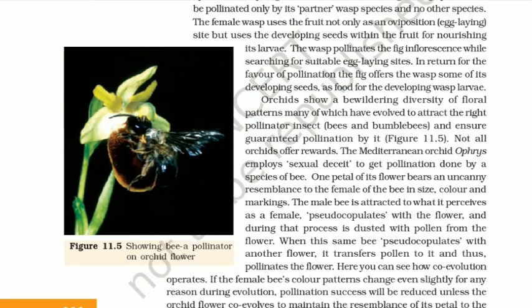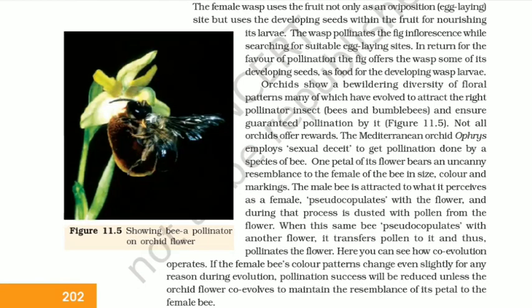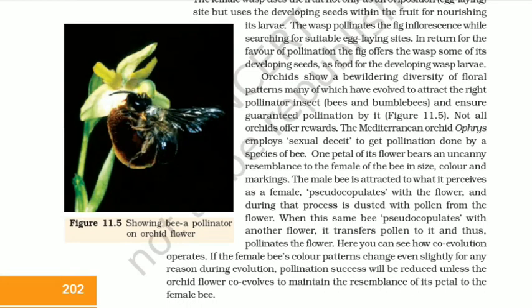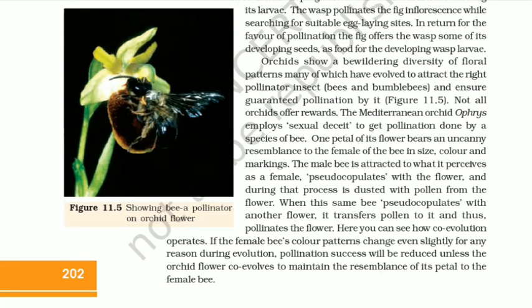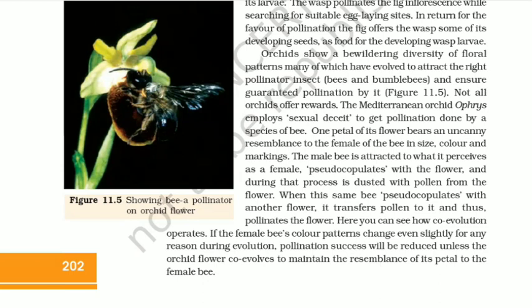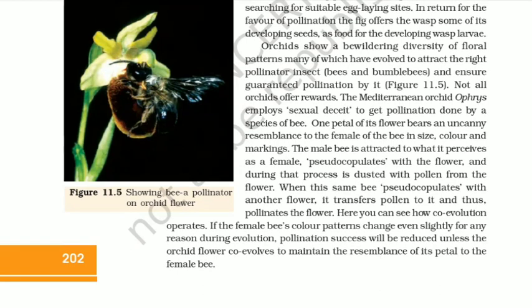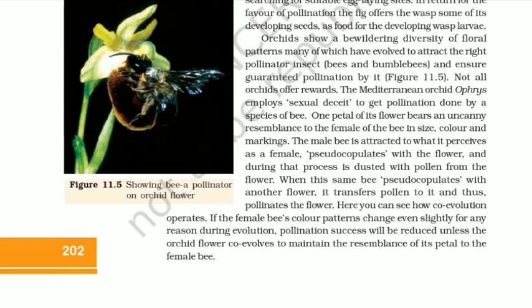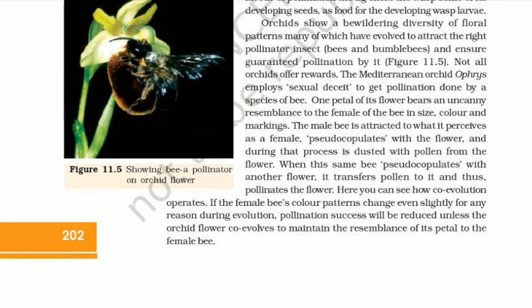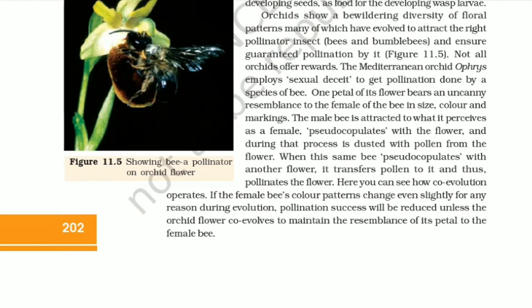The female wasp uses the fruit not only as an oviposition, that is, egg-laying site, but uses the developing seeds within the fruit for nourishing its larvae. The wasp pollinates the fig inflorescence while searching for a suitable egg-laying site. In return for the favor of pollination, the fig offers the wasp some of its developing seeds as food for the developing wasp larvae.